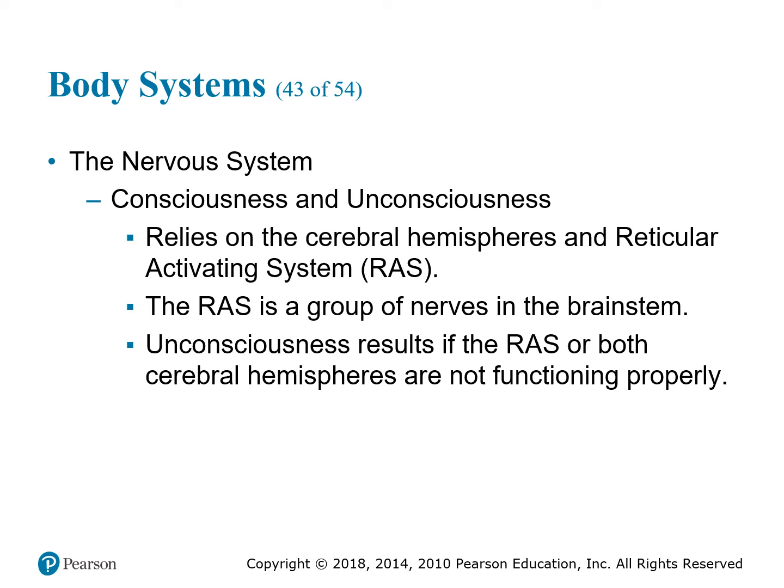Now, consciousness and unconsciousness. Now, this relies on the cerebral hemispheres and the reticular activating system. Now, the reticular activating system isn't necessarily a system, it is just a bundle of nerves in the brainstem. Now, the reticular activating system needs to be functioning in order to have a level of consciousness. We need at least one cerebral hemisphere and the reticular activating system to be functioning. If both hemispheres are down, we're going to be unconscious.